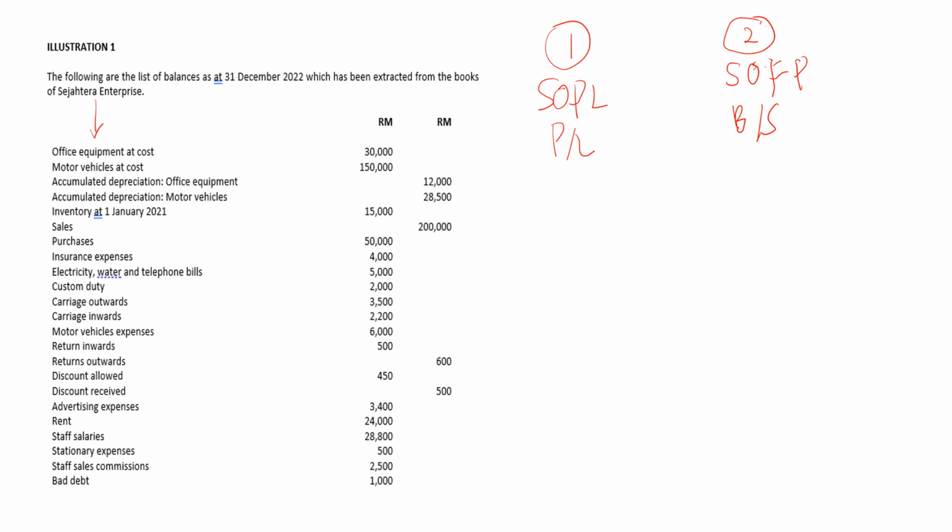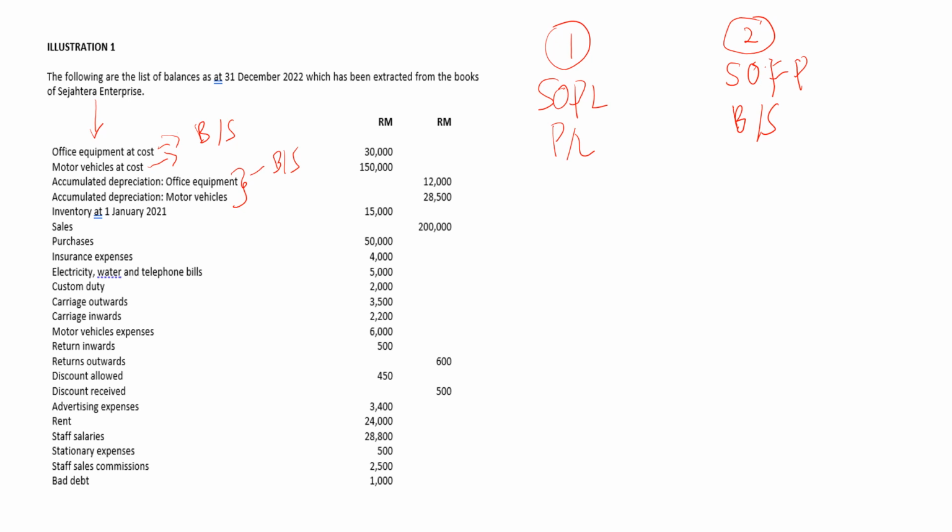So office equipment at cost. This one you will send to balance sheet, okay, under non-current asset. Same goes to motor vehicles. You will send to balance sheet under non-current asset, tangible non-current asset. And then accumulated depreciations for office equipment and also motor vehicles. This one also you will send to balance sheet under tangible non-current asset, record as accumulated depreciations.